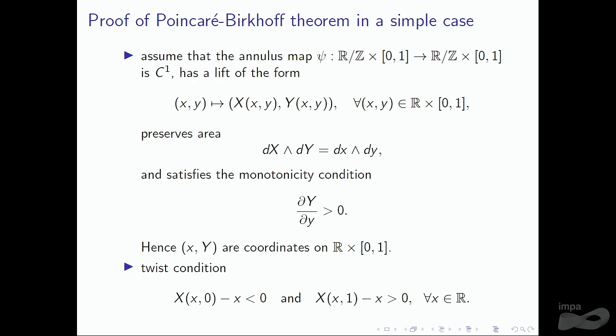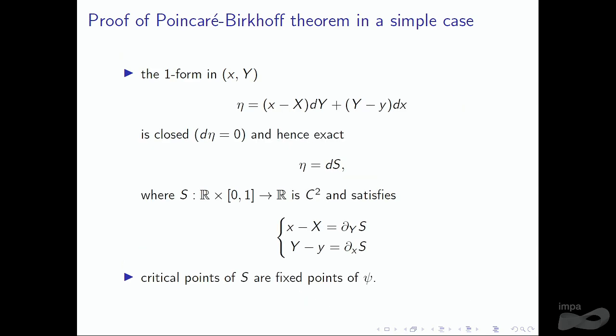Okay, so I will give an idea on how to obtain the fixed points under these assumptions here, with this monotonicity condition. Of course, in the general case, you don't have this monotonicity, this argument doesn't work. So the idea is to replace the problem of finding fixed points with the problem of finding critical points of a real function on the annulus. Okay? So this real function is the generating function of this map here. Okay, so what do we do?